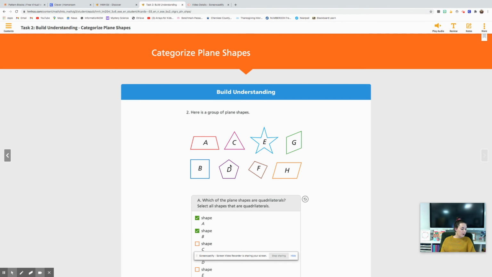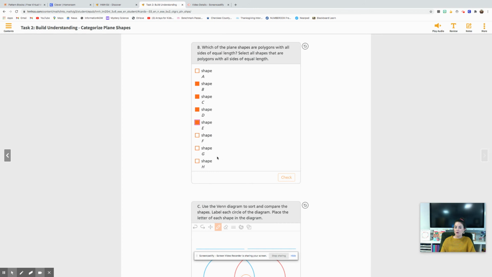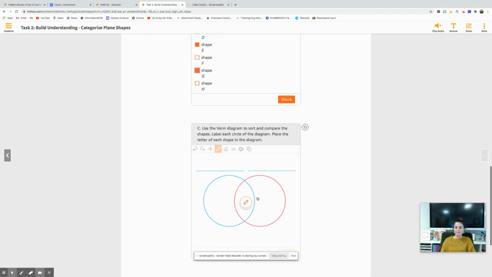Now, there's one more that has equal length sides. You can pause and take a guess. The answer for that is G. G is the only other parallelogram that has all equal sides, okay?